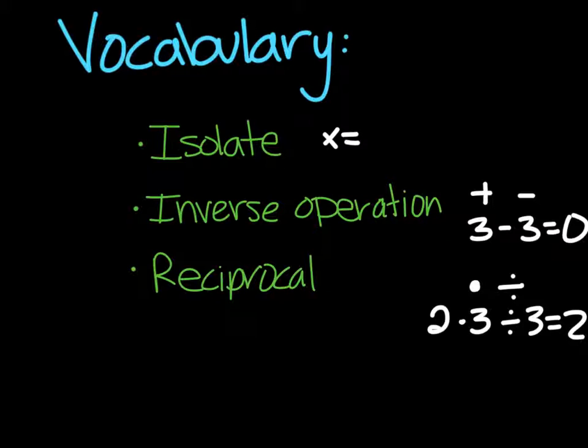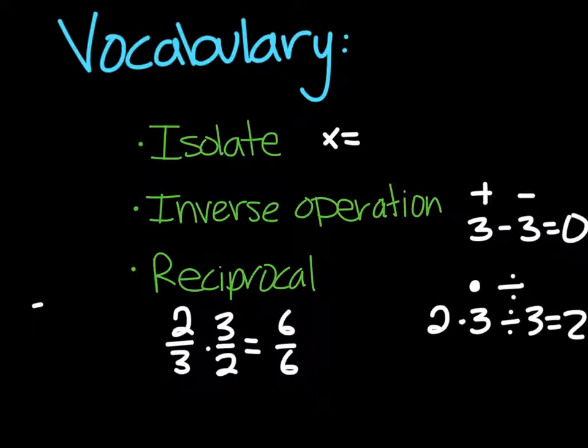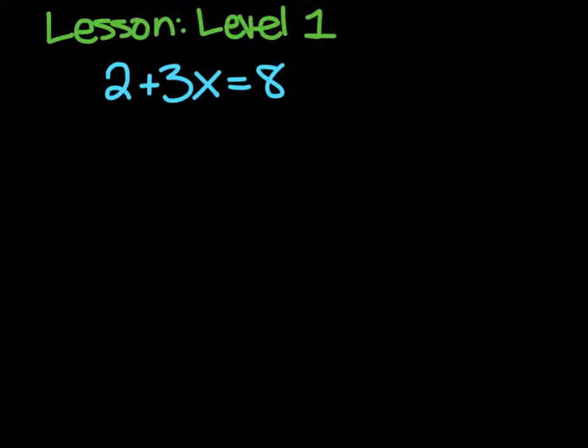A reciprocal is when you flip a fraction, you swap the numerator and the denominator. For example, the reciprocal of 2/3 is 3/2. This is important because when we multiply reciprocals together, we get 1. Some other examples of reciprocal are that the reciprocal of -3, which is the same as -3/1, is -1/3, because we take the numerator and swap it with the denominator, but we keep the same sign.